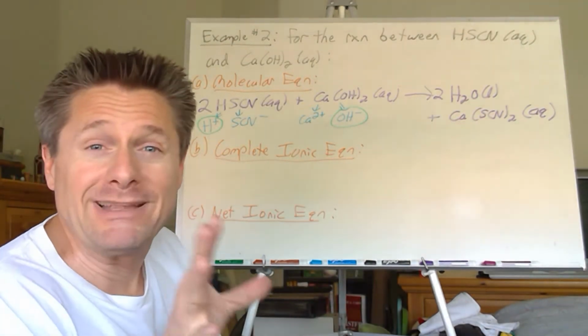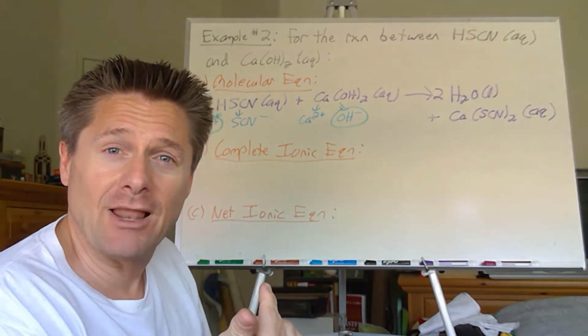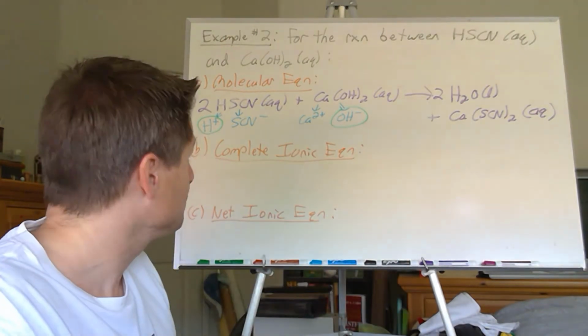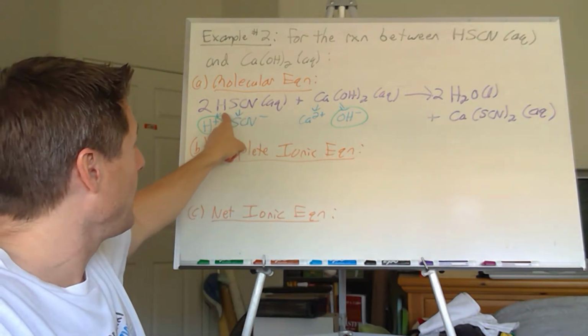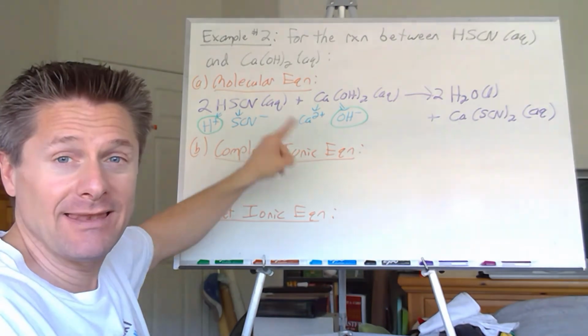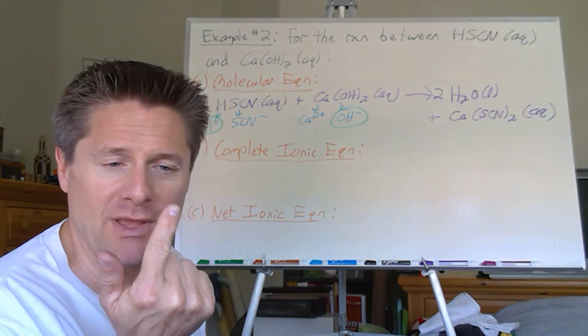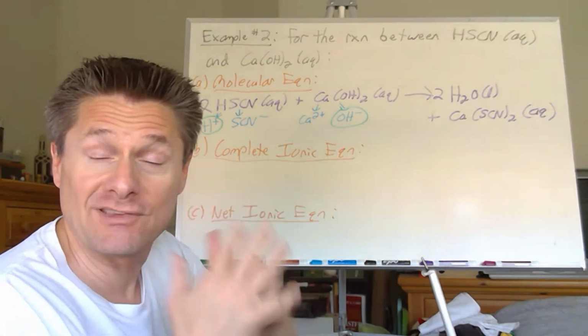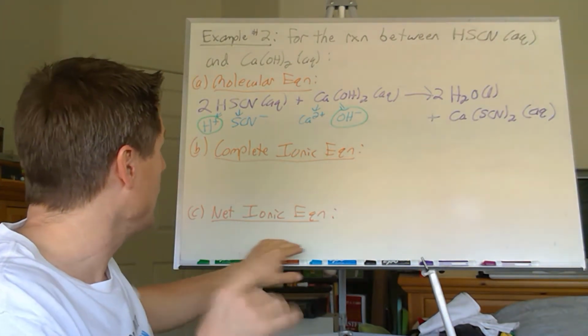You only split the strong ones. Weak electrolytes and non-electrolytes, you keep them exactly the same. You don't alter them, but the strong ones you split. That is a weak acid. Do you see the HSCN? That's not HCl, HBr, HI, HNO3, H2SO4, HClO4. Those are the 6 strong ones. So that is a weak acid.